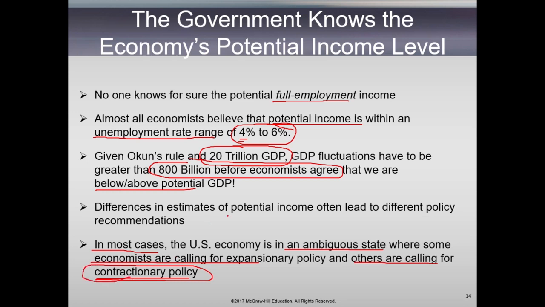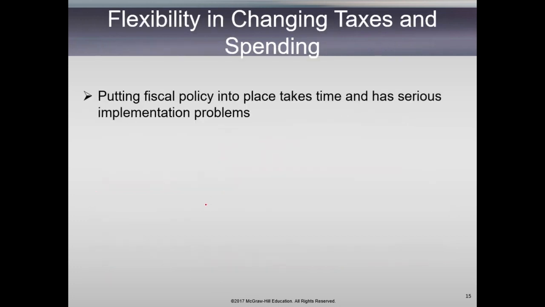Okay, if you believed that the actual natural rate of unemployment was higher than 3.5%, like 5%, then you would obviously believe that we were in a recessionary gap, and what we would be calling for would be some type of expansionary policy. And the truth is that the U.S. economy most of the time, thankfully, is close enough to potential GDP that we're in that ambiguous state where economists would not be in agreement about whether we needed fiscal stimulus or a more contractionary fiscal policy.